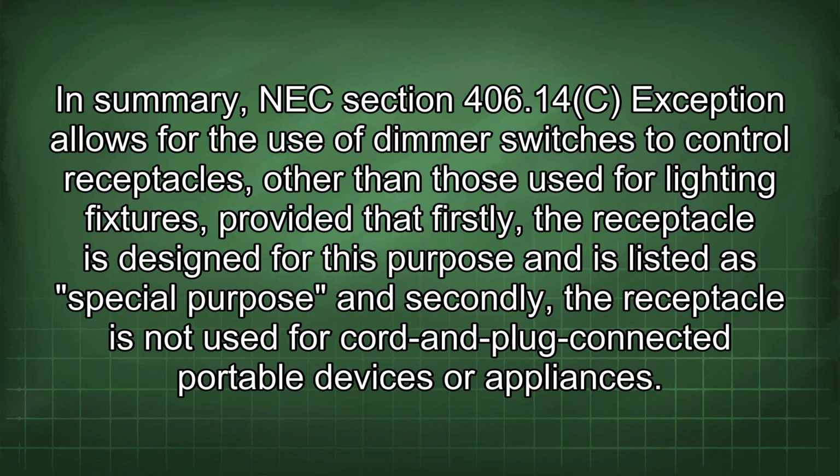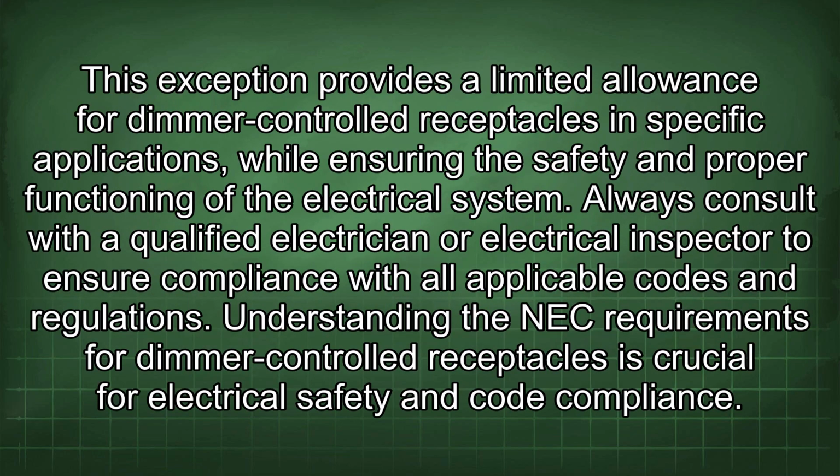In summary, NEC Section 406.14c exception allows for the use of dimmer switches to control receptacles other than those used for lighting fixtures, provided that firstly, the receptacle is designed for this purpose and is listed as special purpose, and secondly, the receptacle is not used for cord and plug connected portable devices or appliances. This exception provides a limited allowance for dimmer-controlled receptacles in specific applications, while ensuring the safety and proper functioning of the electrical system.